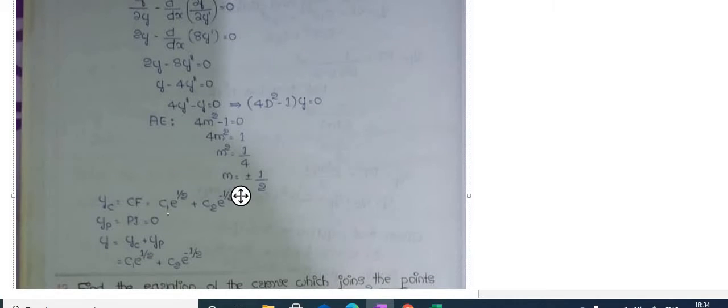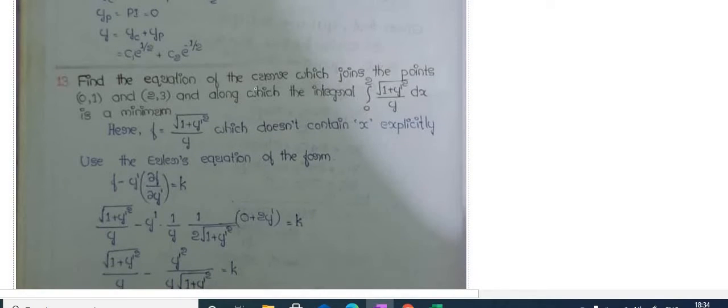That's why CF equal to C1 into e power x by 2 plus C2 into e power minus x by 2. So here observe RHS contains 0. That's why PI equal to 0. That means the final solution is y C only.